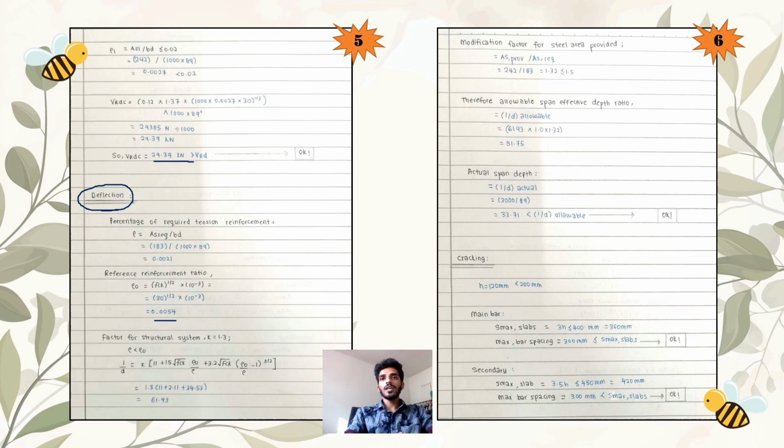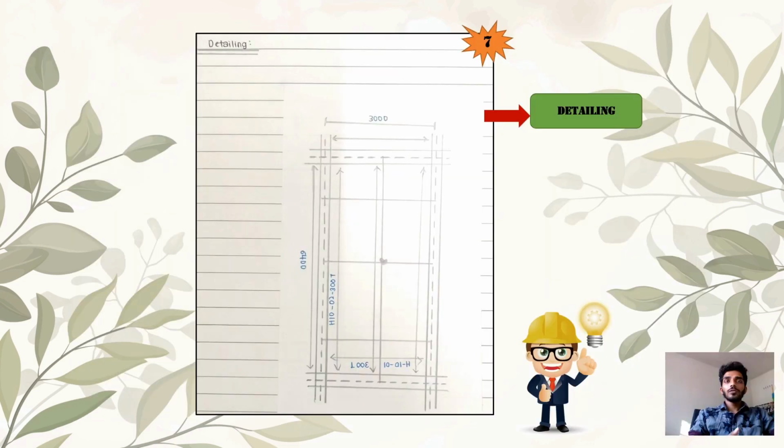And then we are going to see about the cracking. For cracking, we are able to get the main bar and also the secondary bar in order. After all the deflection, we also gather the information to continue with the detailing. So now it is the detailing part, where I have done the slab detailing.